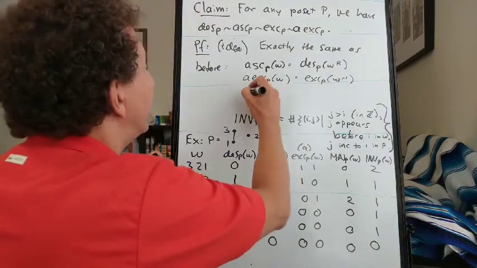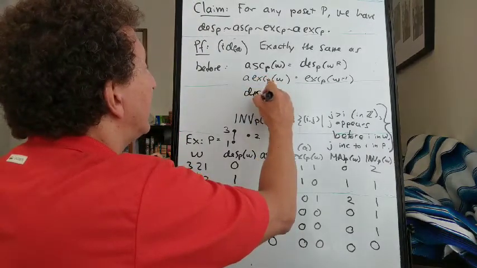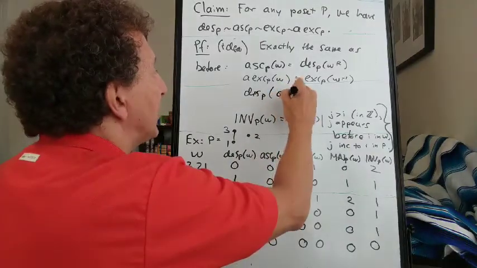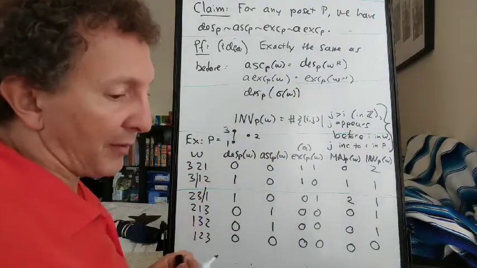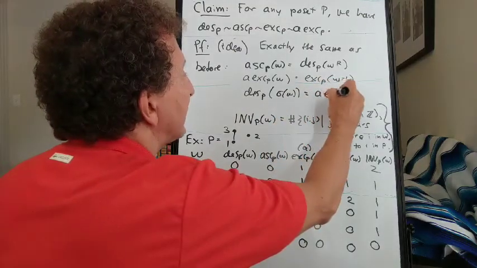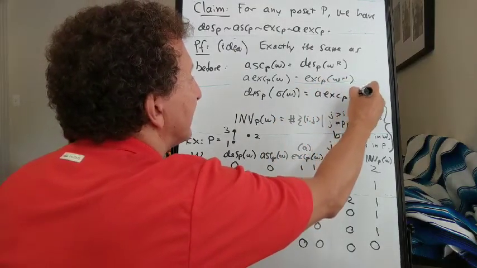And then P descents of sigma of W, where sigma is the parenthesis erasing bijection, are equal to P anti-exceedances of W.